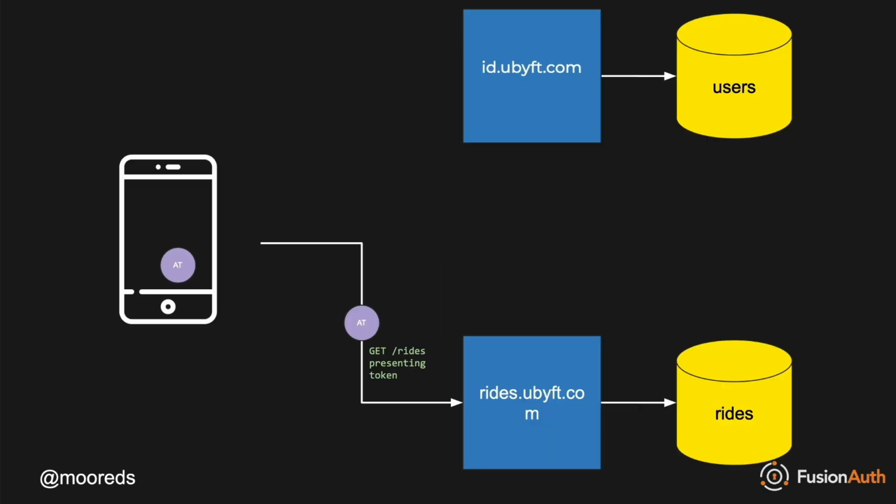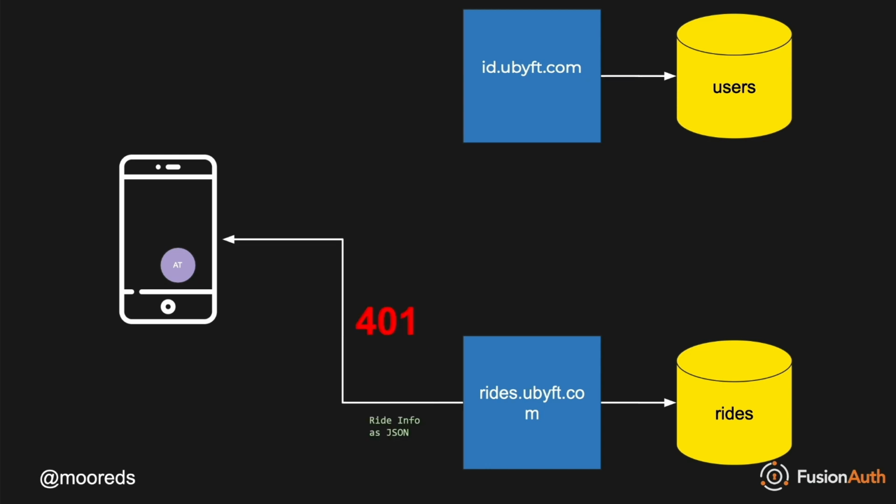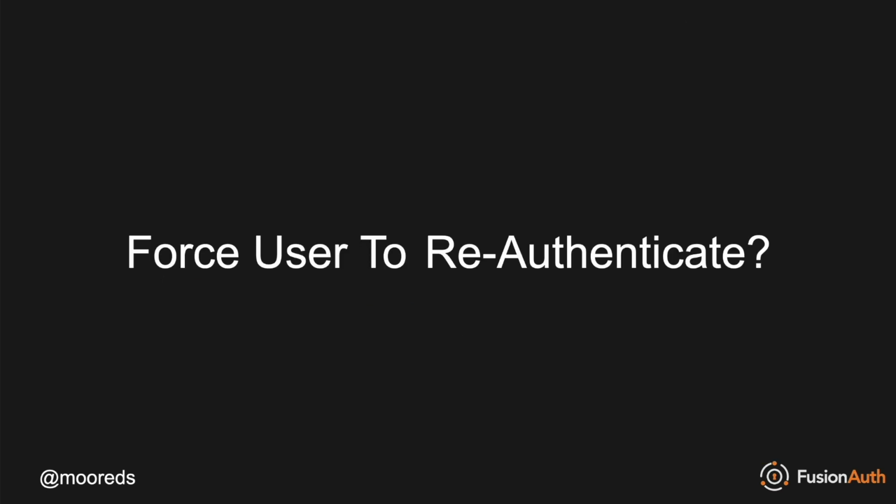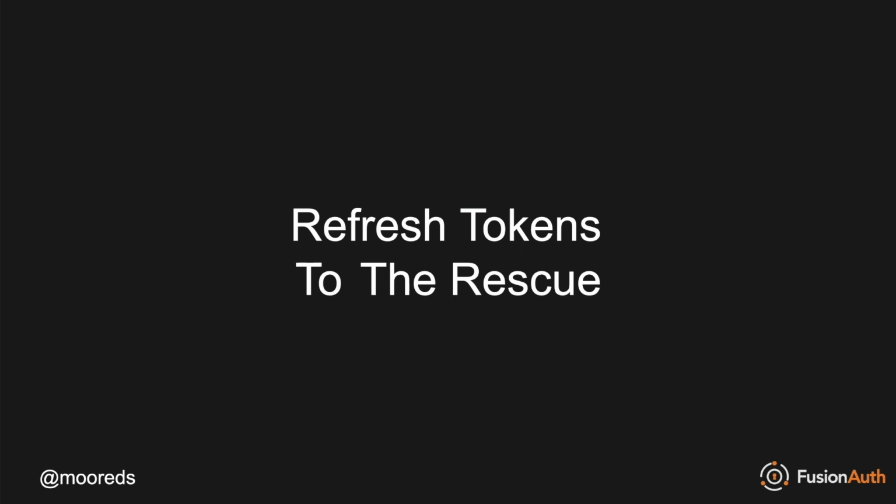When the access token expires, after validation you're going to get back a 401 or maybe some other status code depending on how your API developers build it. But there'll be some kind of message that says, hey, I can't give you the data you asked for. You could force the user to re-authenticate to get a fresh access token, but a better answer is to use something called a refresh token.